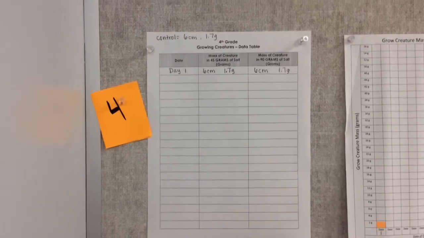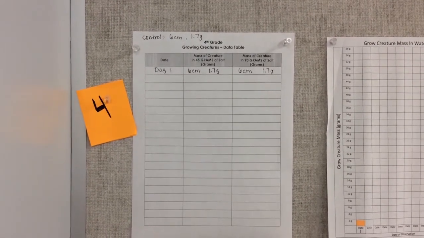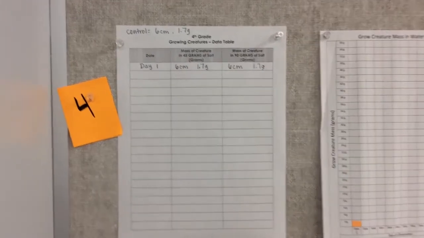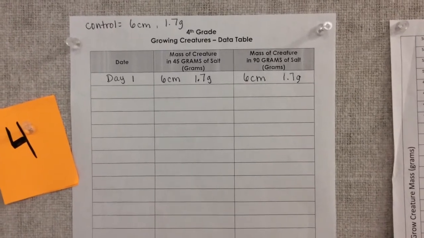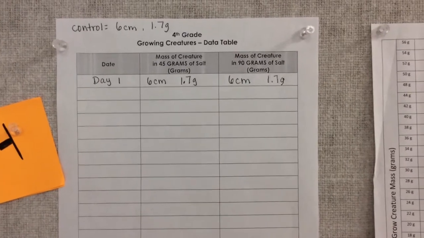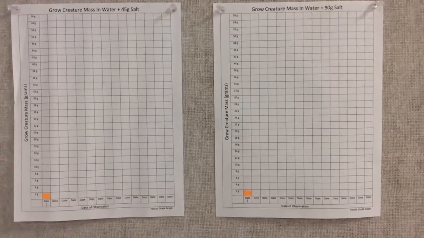For 4th grade, all of the grow alligators were the same size. The one that will be in the water with 45 grams of salt is 1.7 grams, and the mass of the grow alligator that will be in the water with 90 grams of salt is also 1.7 grams. I recorded that in a graph.